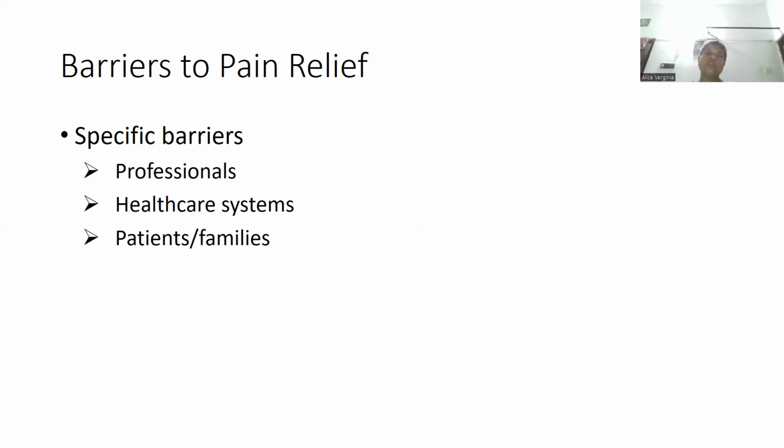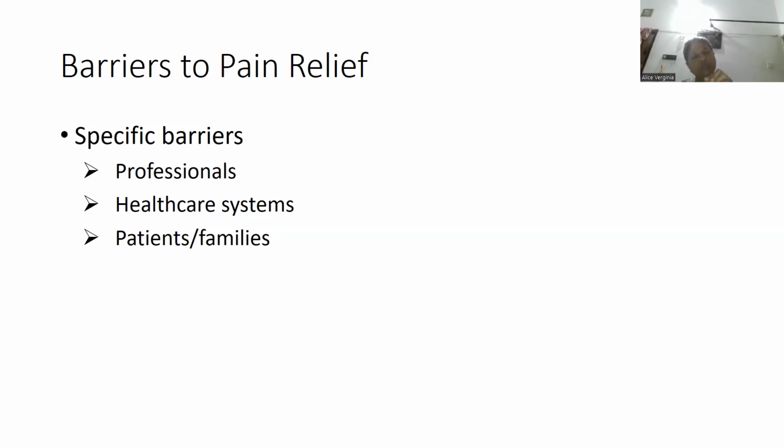Next come the patient and the families themselves. The patient feels that if I say that I'm having pain, it means that I'm drug seeking. Or there is the fear that my disease is progressing. Families are another problem. They will say, just now you have taken a medication 2 hours before, now you're still complaining about pain. How can we give you medication again?